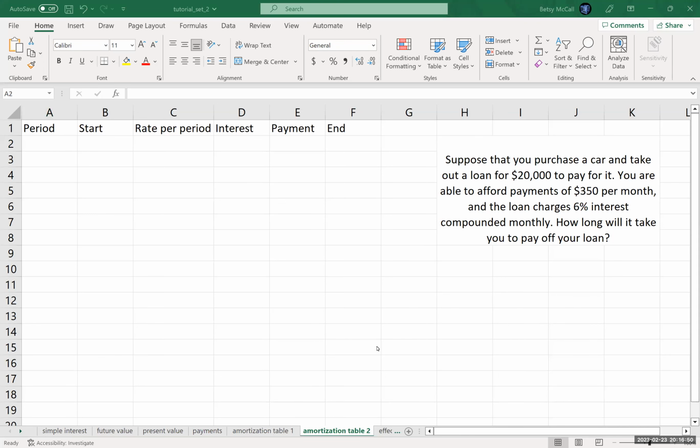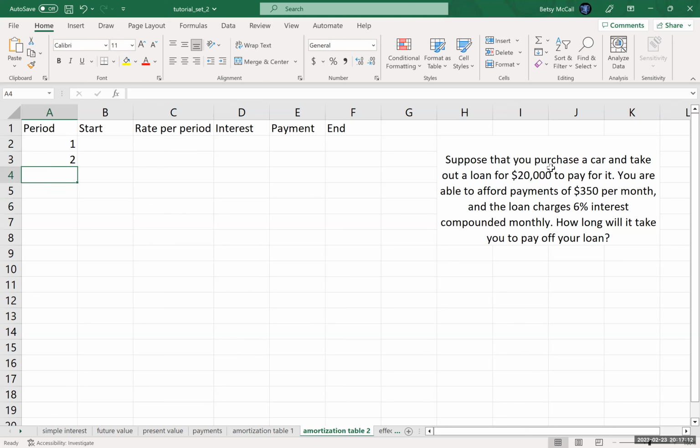Okay, this is the second video on amortization tables. And in this case, we're going to look at making payments. So we want to set up our table the same way. So I'm going to start my first period, and then the next line will be the previous value plus 1, so that I can copy down.